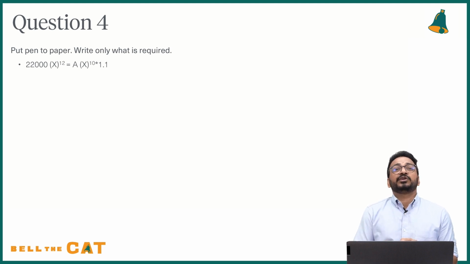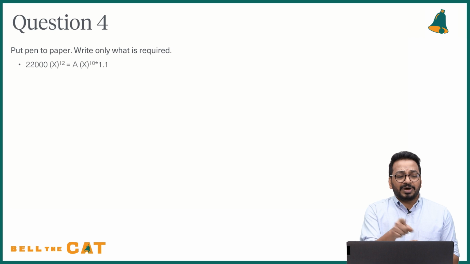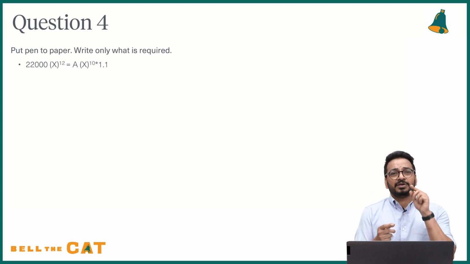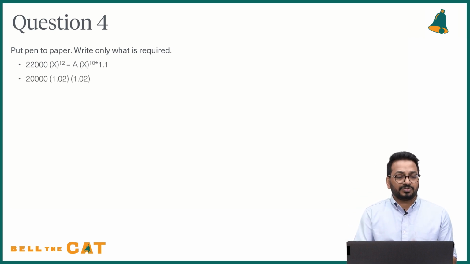1.1 will go in 22 how many times? 1.1 into 2 is 2.2. 1.1 into 20 is 22. So I'll cut that, that will become 20,000. So 20,000, A is equal to how much? 20,000 into x square. What is x? 1 plus r by 100. Half yearly means the interest rate becomes half. 4% becomes 2%. 1 plus 2 by 100, that is 1.02. Square, that is 1.02 into 1.02. That is 20,000 into 1.02 into 1.02. That becomes 20,808.